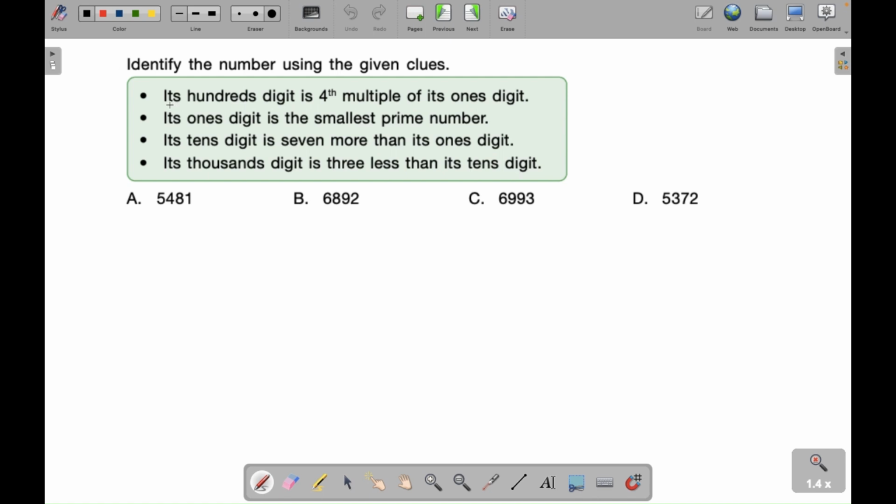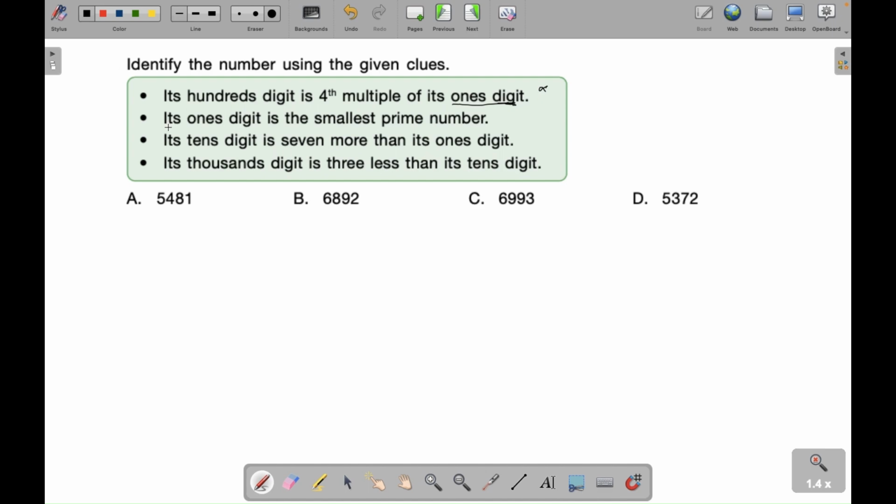We are given some hints and then using those we have to identify the number. The first clue says its hundreds digit is the fourth multiple of its ones digit. So whatever the ones digit is, the hundreds digit should be the fourth multiple. We know what multiples are, right? But we don't know the ones digit, so we'll not use this for now. First of all, we need to find the ones digit. Maybe we have some hint to get the ones digit first.